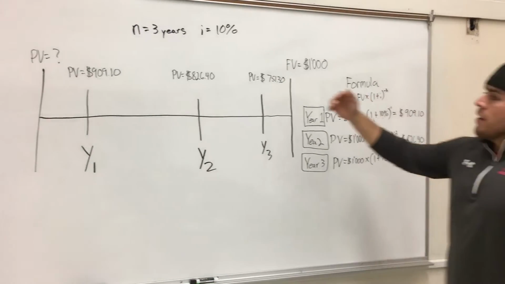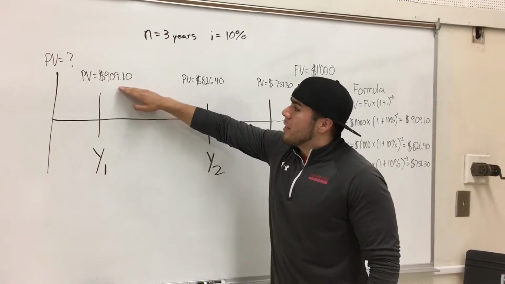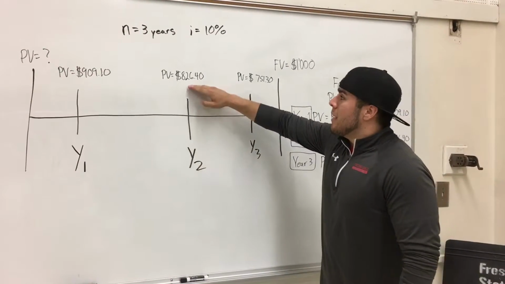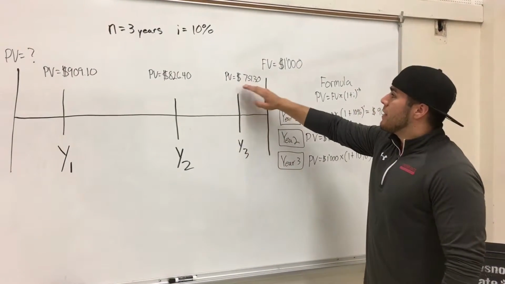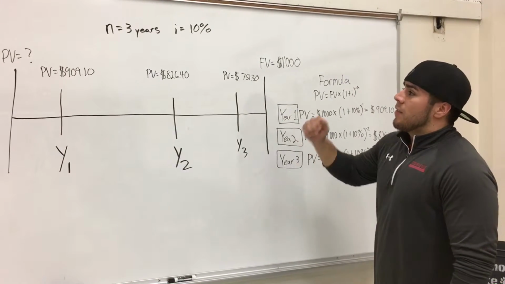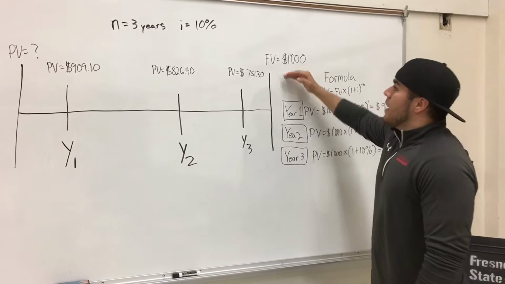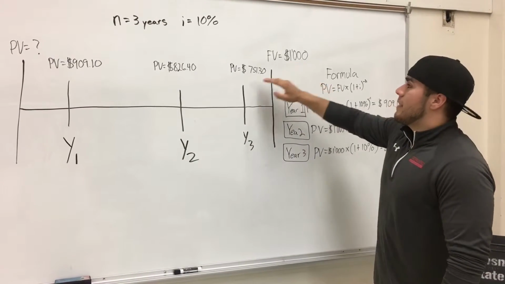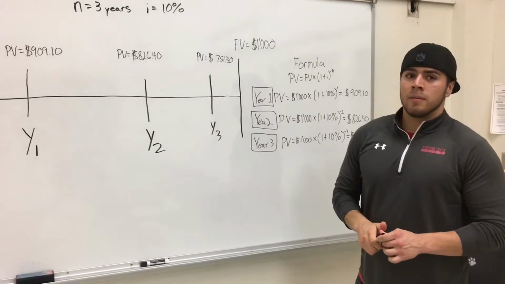So over the years of 1, 2, and 3, in the first year, the present value is $909.10. The second year, present value is $826.40. In the third year, the present value is $751.30. After 3 years, instead of gaining interest, the present value is discounting the amount of the $1,000, and we know that at the end of 3 years, the present value of $1,000 is $751.30.